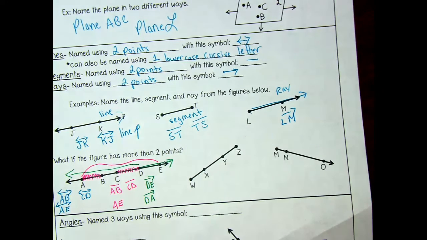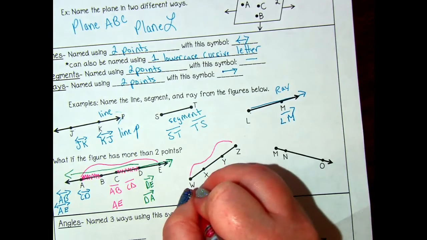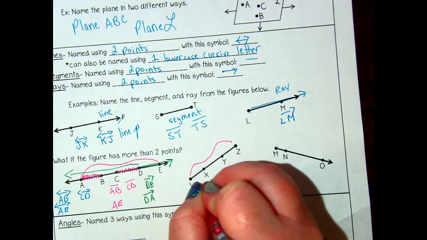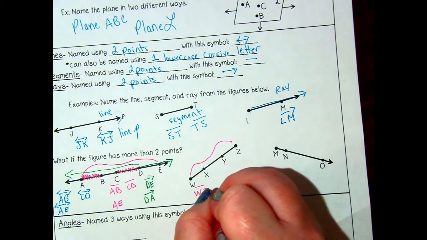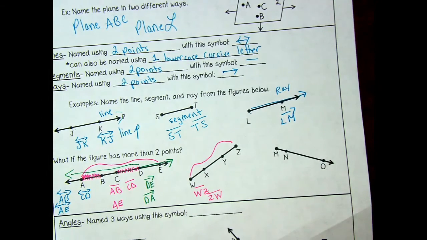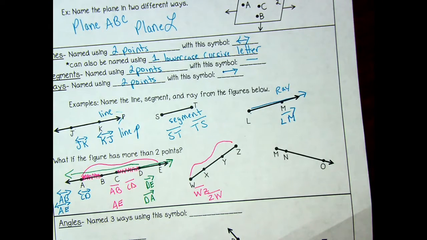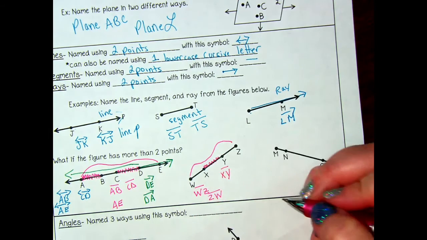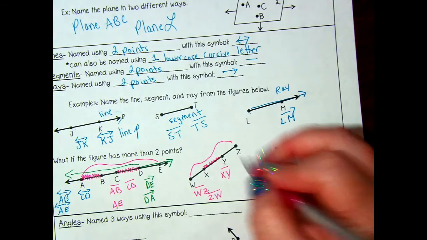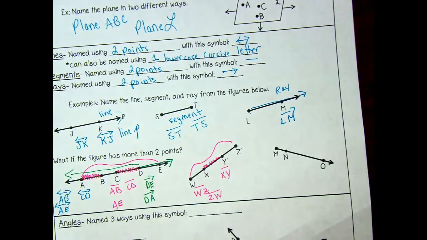So here we're going to start with segments. If I want to talk about the entire segment, I would say WZ. If I want to find a segment that's the same length, or the same thing, that would be ZW, because order doesn't matter. I cannot have a line because there are no arrows. But I can say segment XY, and that is just this part, or segment YZ, or WX, or segment YZ. There's so many different options in here, it almost is overwhelming.